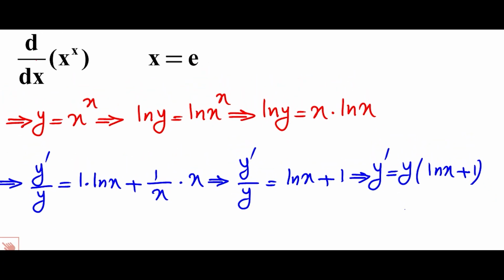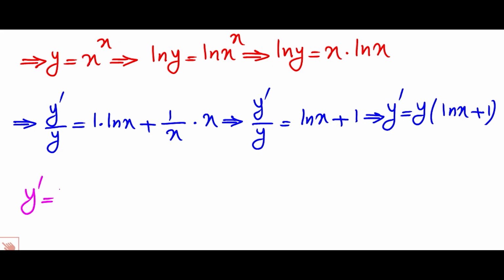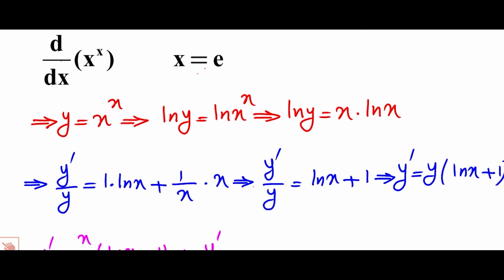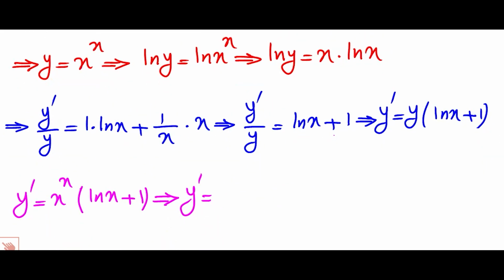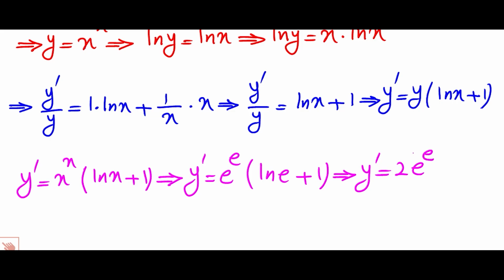Okay? y is equal to x to the power of x. So we have y prime is equal to x to the power of x times ln of x plus 1. Okay? So y prime at x equals e is equal to e to the e times ln of e plus 1. We know that ln of e is equal to 1. So 1 plus 1 is equal to 2. So y prime is equal to 2 times e to the e.